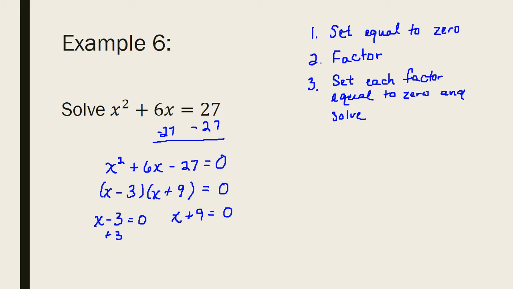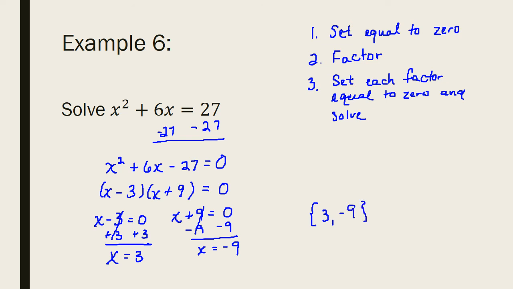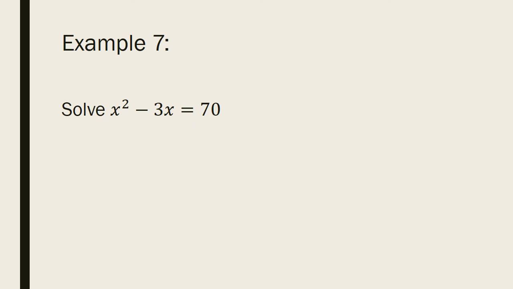So I add 3 to both sides, and that gives you x equals 3. Subtract 9 on both sides, and 0 minus 9 is negative 9. So your solution here is 3 and negative 9.